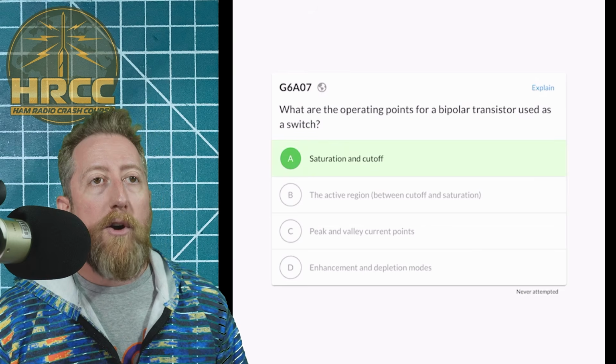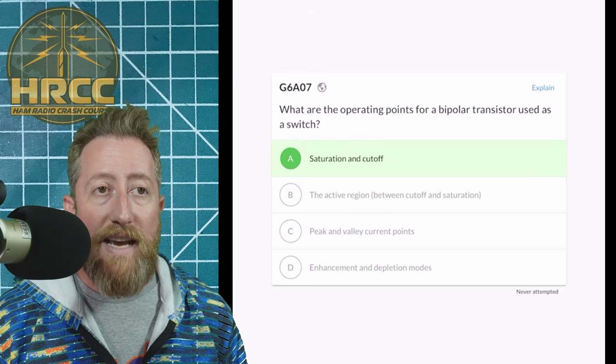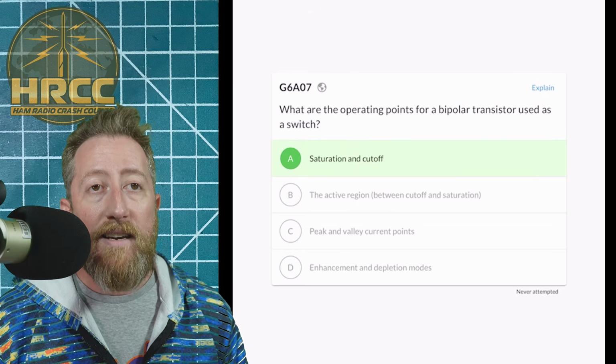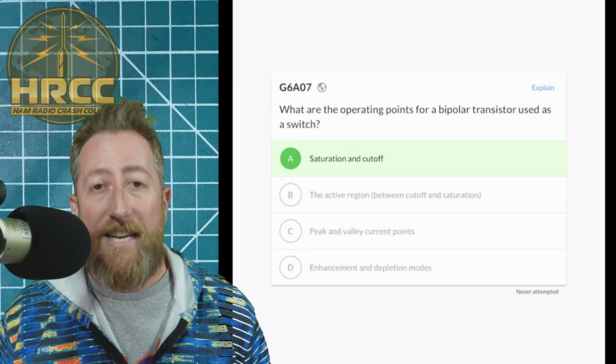Question 7, what are the operating points for a bipolar transistor used as a switch? And it is A, saturation and cutoff. Bipolar transistor. The operating points are saturation and cutoff.